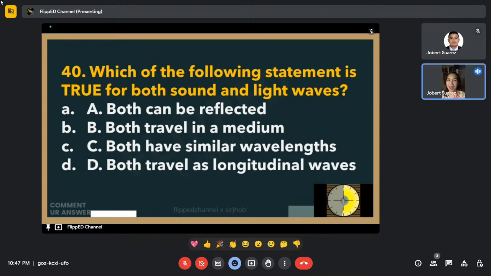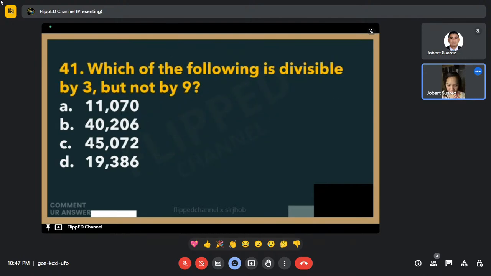Okay, time's up. The correct answer for number 40 is both can be reflected. Lahat po sila, pareha sila, nagbabounce. Kaya letter A po ang tamang sagot for 40. Next, number 41. Which of the following is divisible by 3 and not by 9?